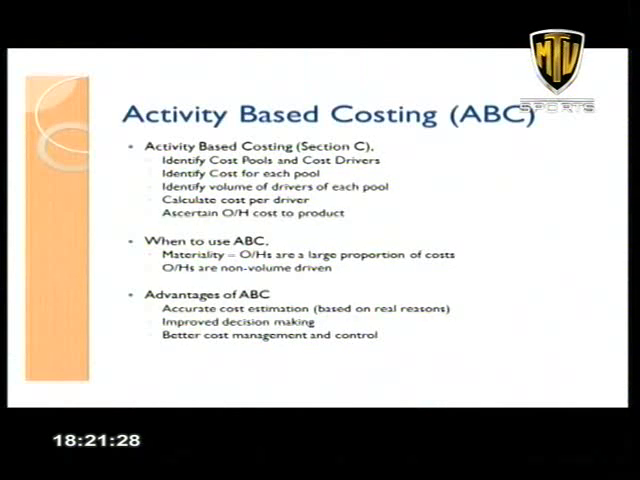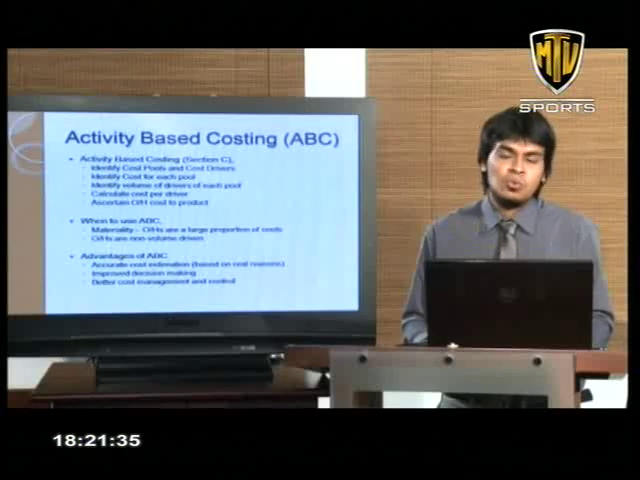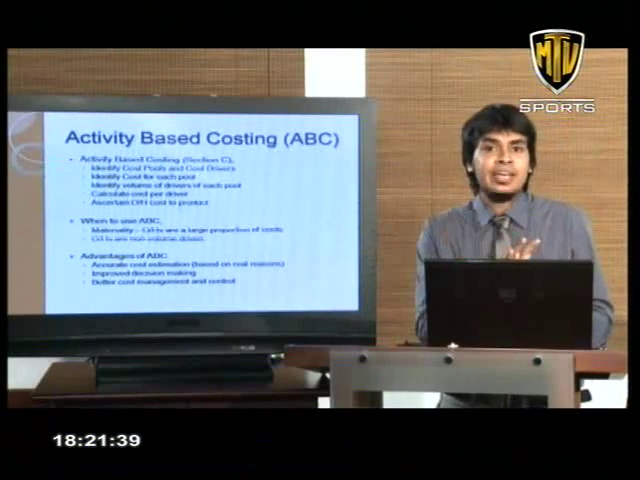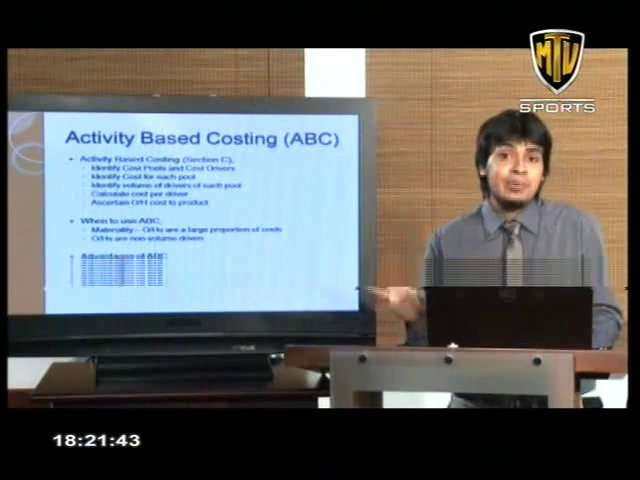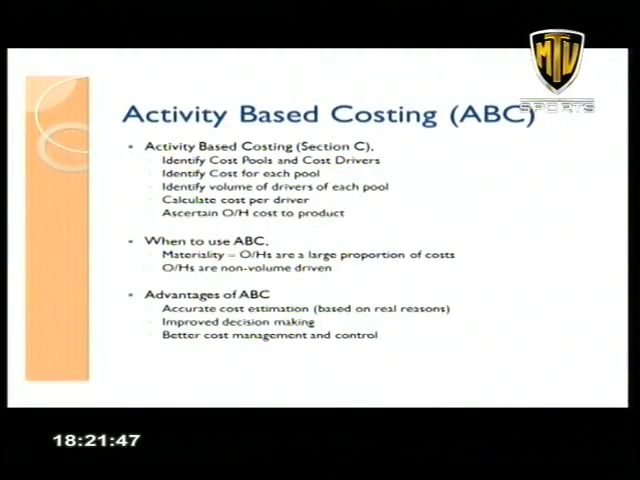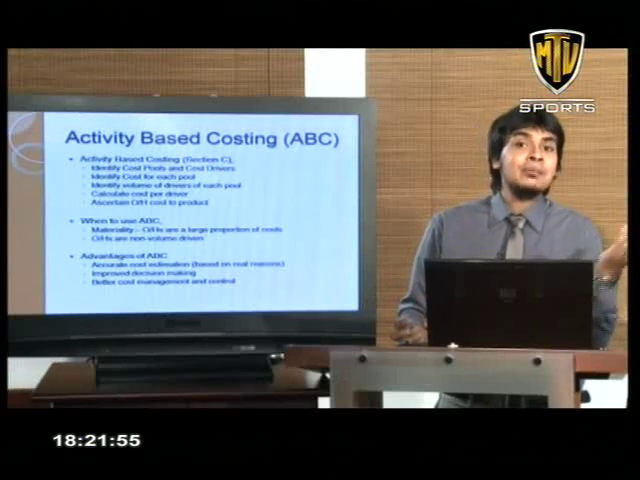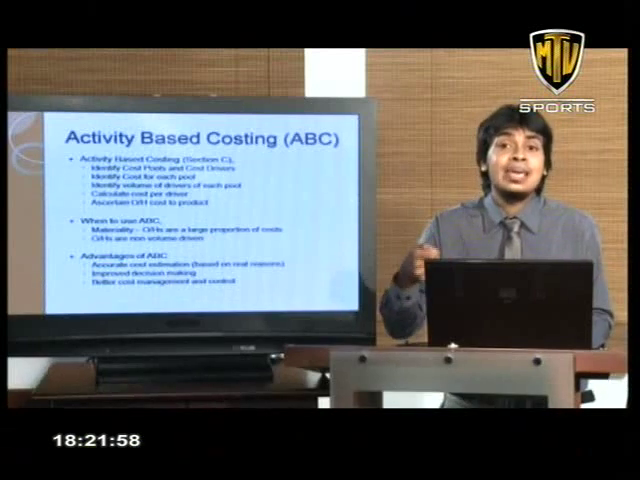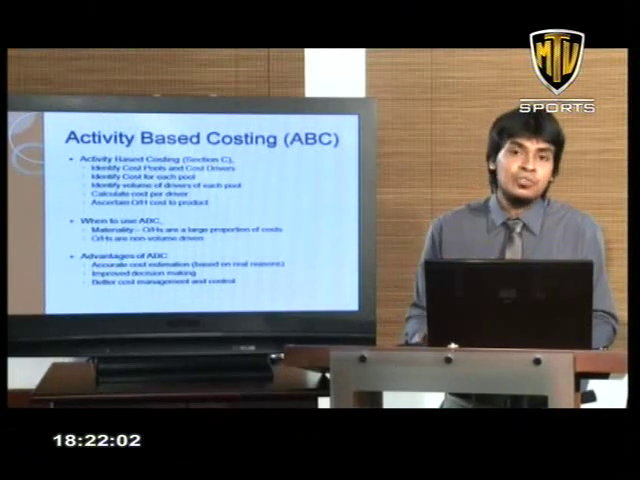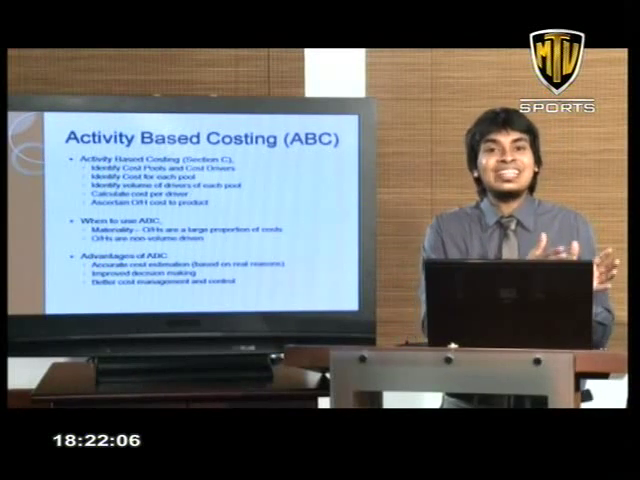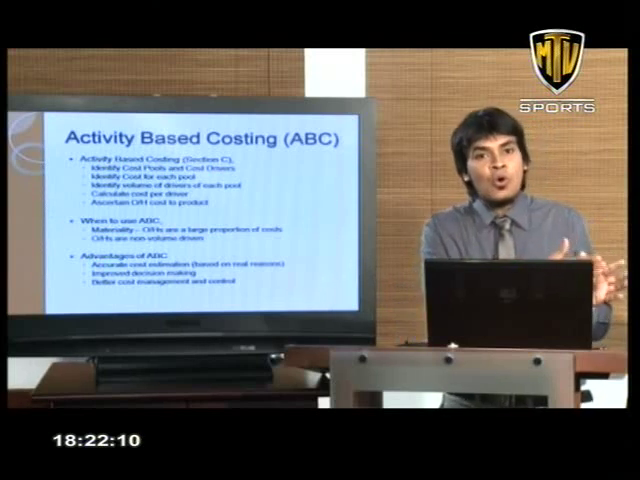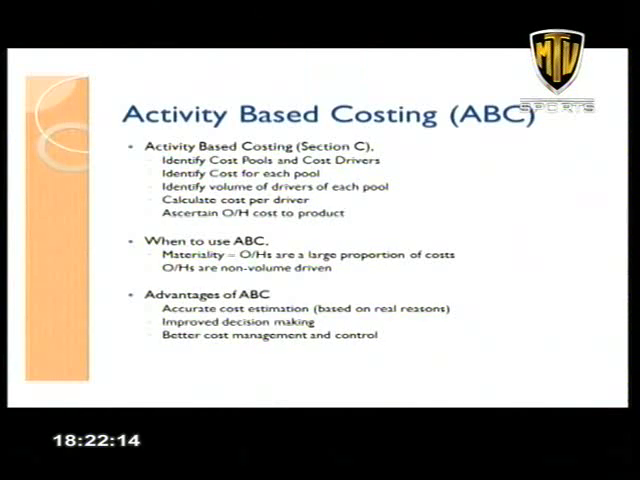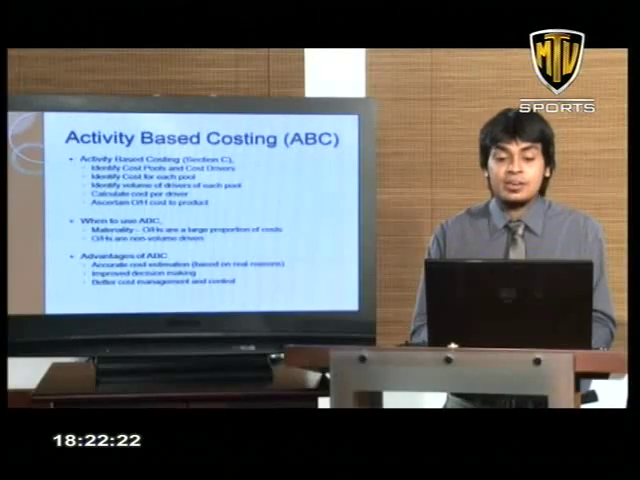Another popularly tested, heavily tested area. So what are the advantages of ABC? One thing is, of course, accuracy. Why accuracy? Because you're absorbing overheads based on the real reasons. The next thing is, because of this accuracy, it leads to improved decision making. Because you're identifying a more accurate cost, because you're absorbing a more accurate cost, eventually the price that you come out with for that particular product will also be a more accurate one. So therefore it leads to improved decision making. And then of course, because you're identifying the real reasons, whenever something goes wrong, you know what could have led to that increase in cost, because now you have identified the correct reasons. So therefore, on an overall perspective, it also leads to better cost management and control.